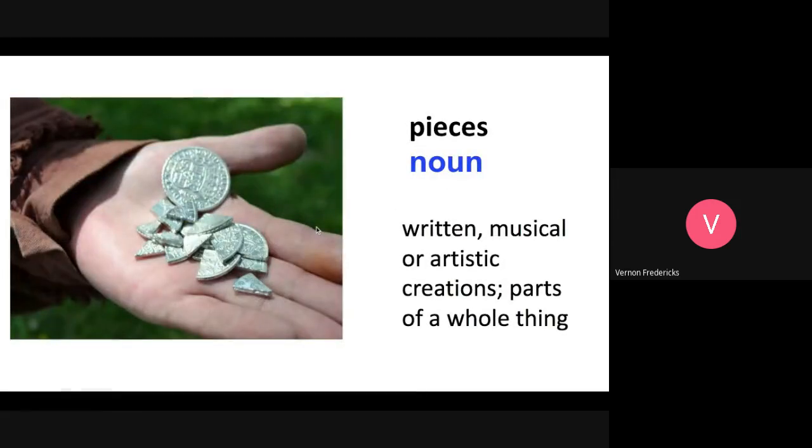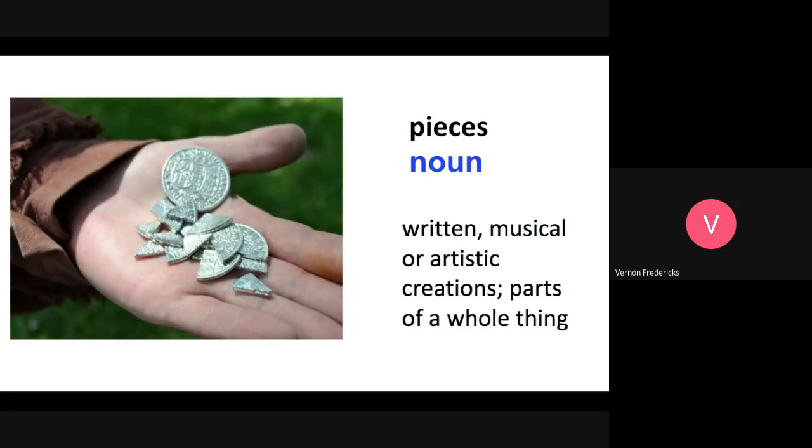Next word. Pieces. The noun. Yeah. Pieces is a noun. Written, musical, or artistic creations, parts of a whole thing. So you can see, if you look at the picture, you see there's a big coin, and next to the big coin are smaller little parts of the coin. Okay. Now the smaller parts of the coin are the pieces that make the whole coin, to put the whole coin together into one big coin.